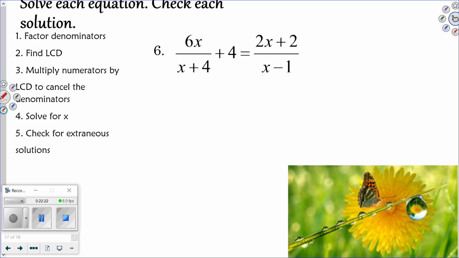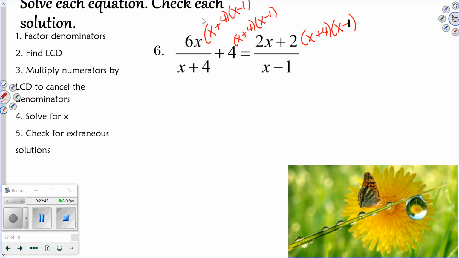Good, I need both parts. So x plus 4, x minus 1. X plus 4, x minus 1. You have to write that on every term. Okay. Hopefully we got to that point. Some of you forgot that 4 in the middle.